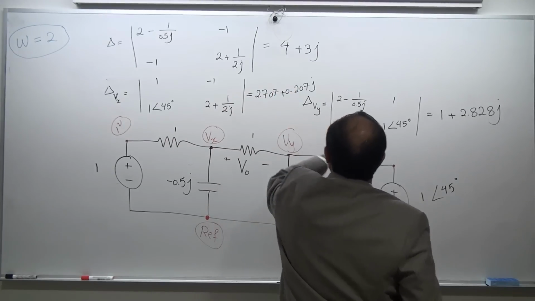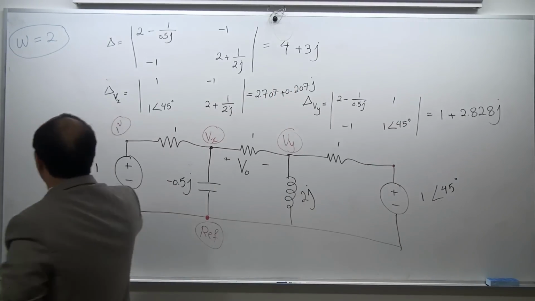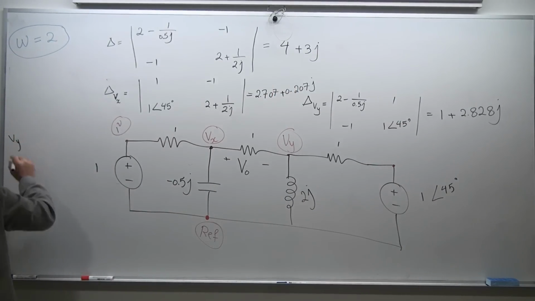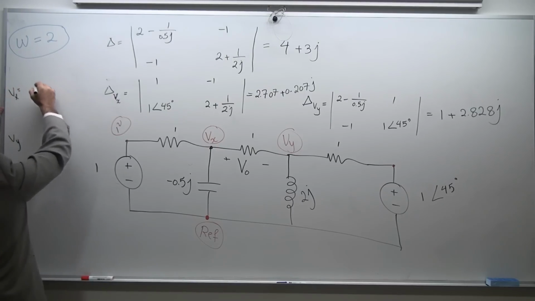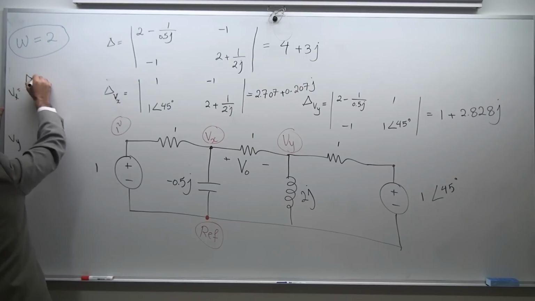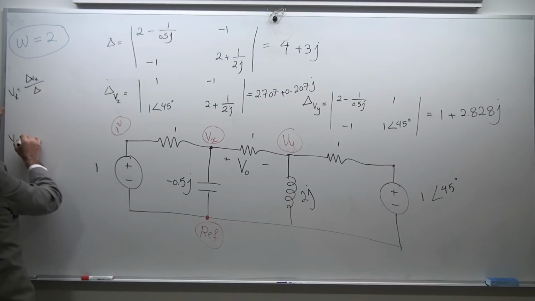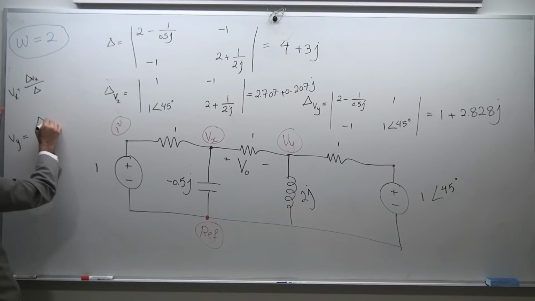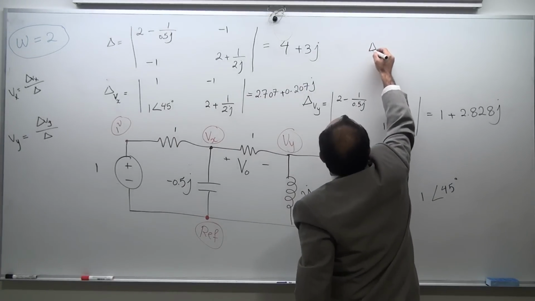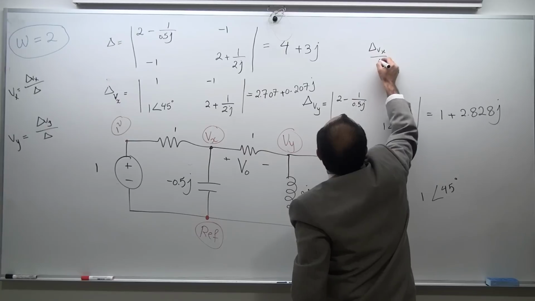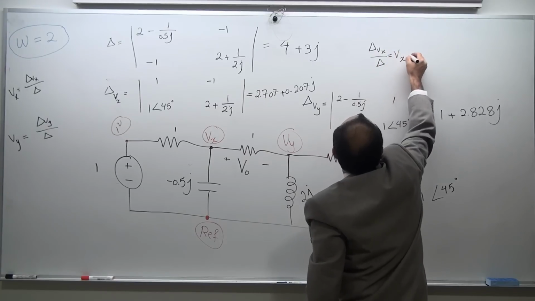So basically, we got the determinant of the system, we got delta Vx, and we got delta Vy. So I need to find Vx, and I need to find Vy. Vx is delta Vx divided by delta. Vy is delta Vy divided by delta. So let's see. Delta Vx divided by delta, that's going to be Vx.